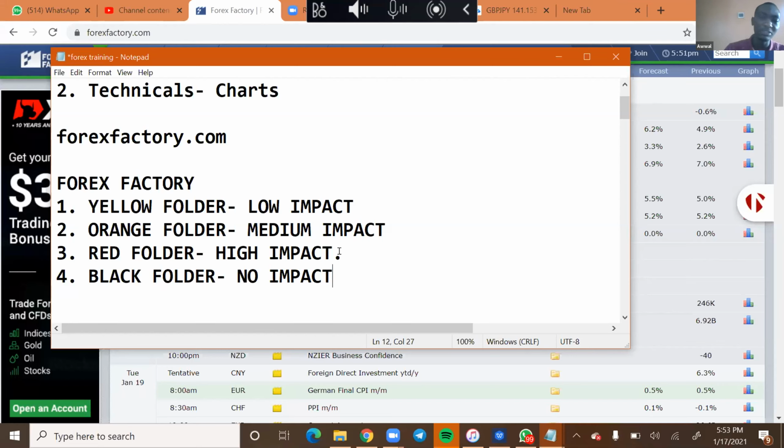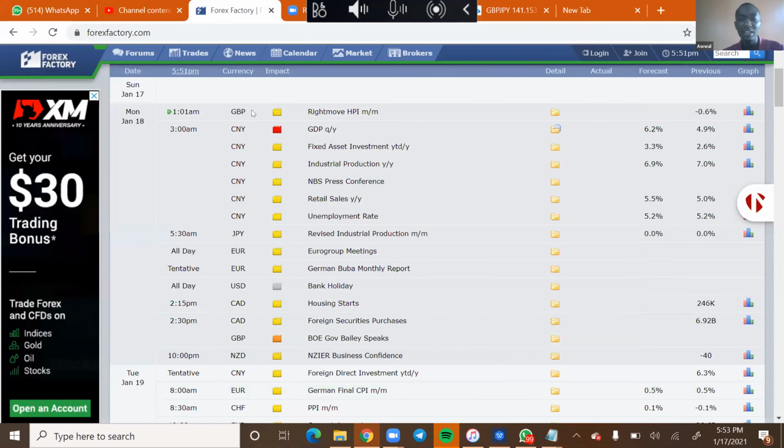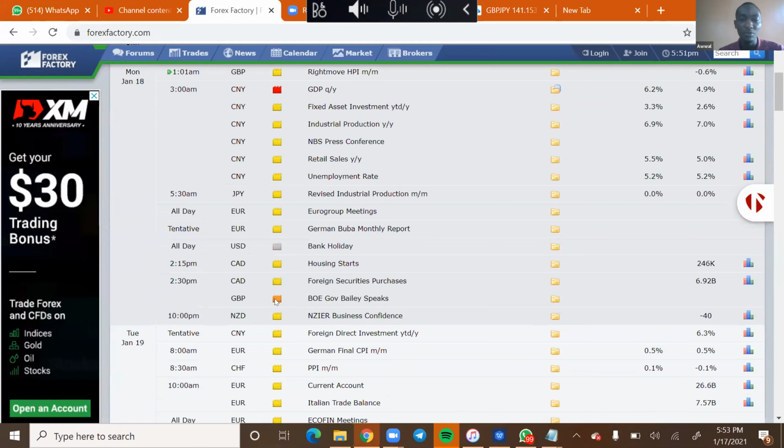All right, let's go back to the chart. Let me show you on the website. You can see I have the yellow folder, red folders, and a black folder for tomorrow, and a yellow folder on GBP again tomorrow. What does this mean? What you are always looking out for is the red folder, because the red folder has high impact on that currency. These are what we call scheduled news.